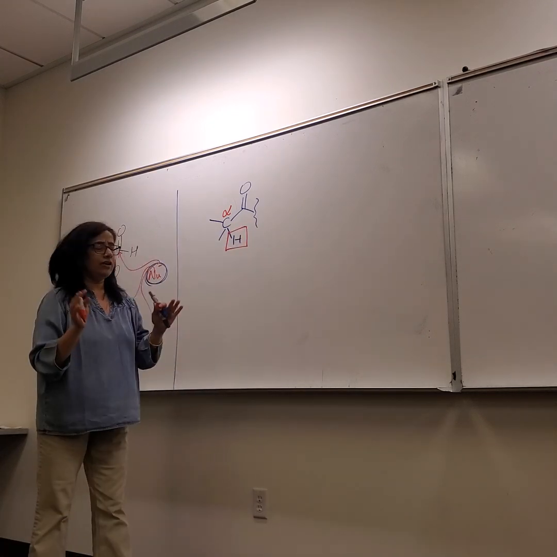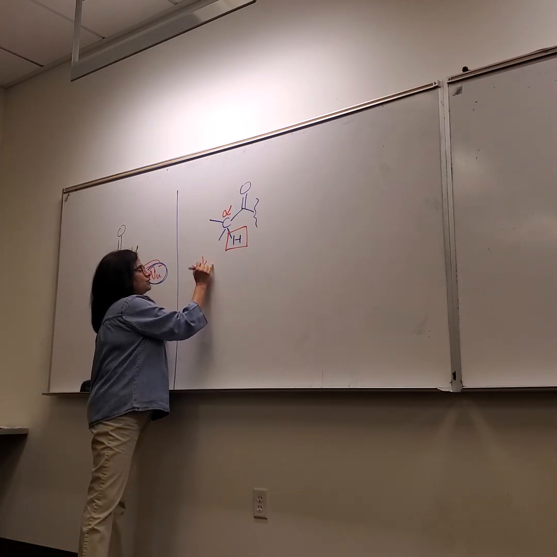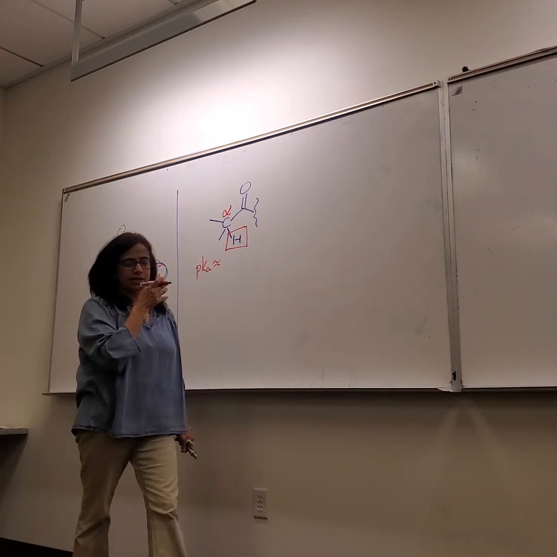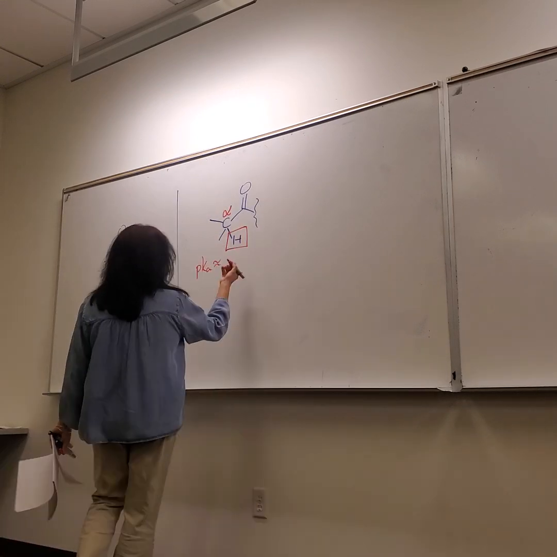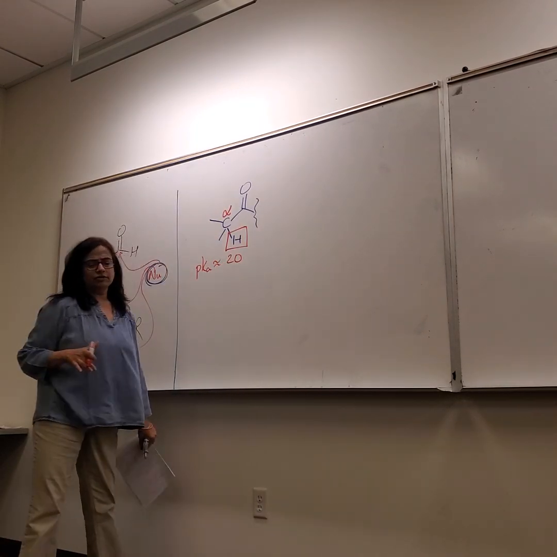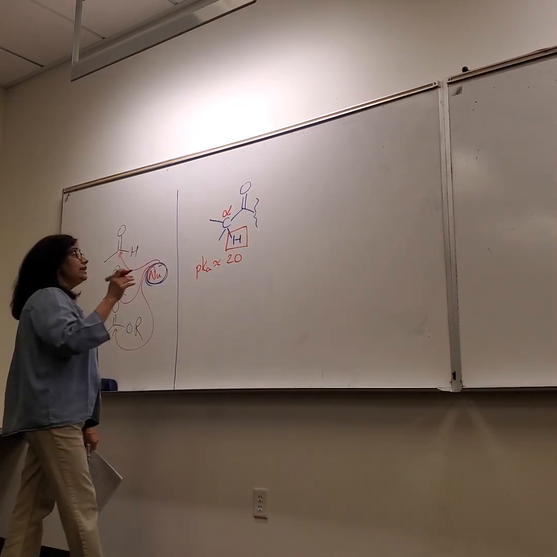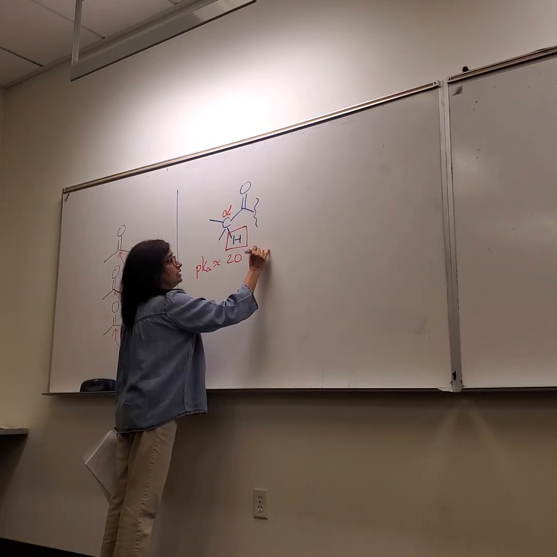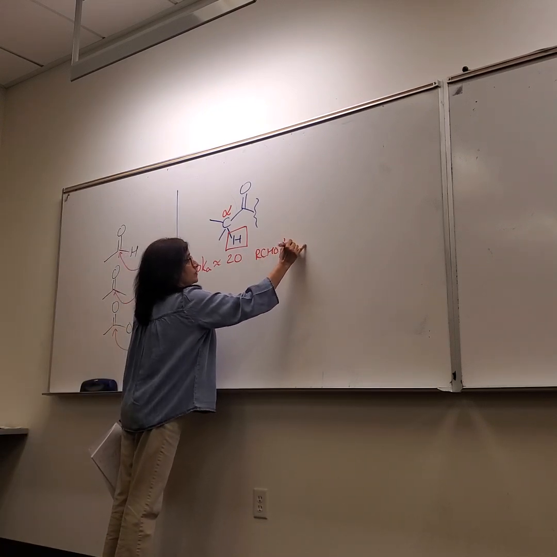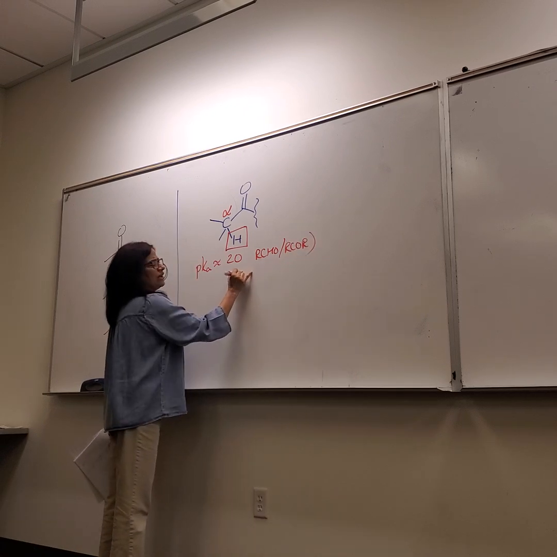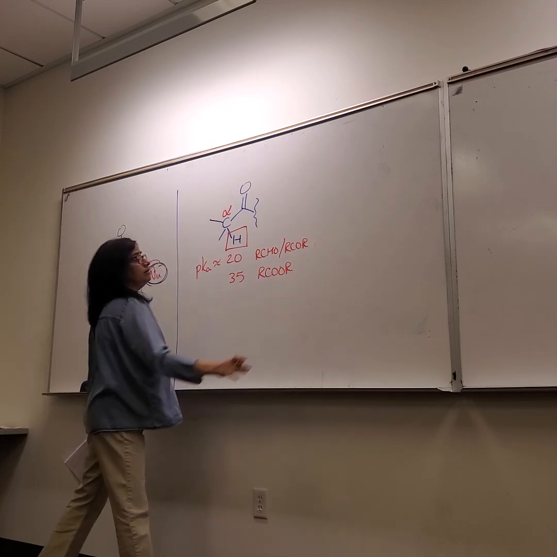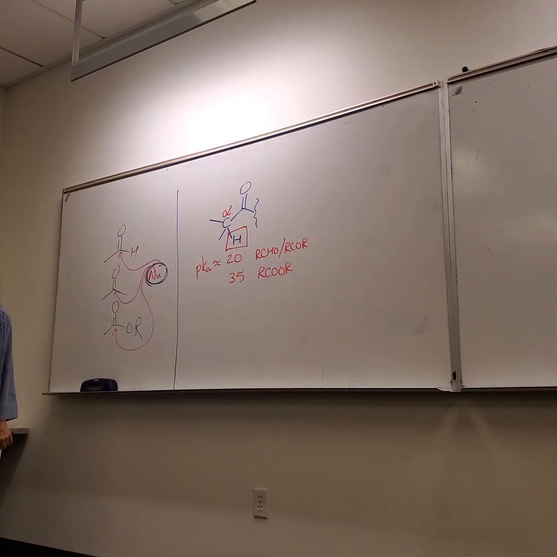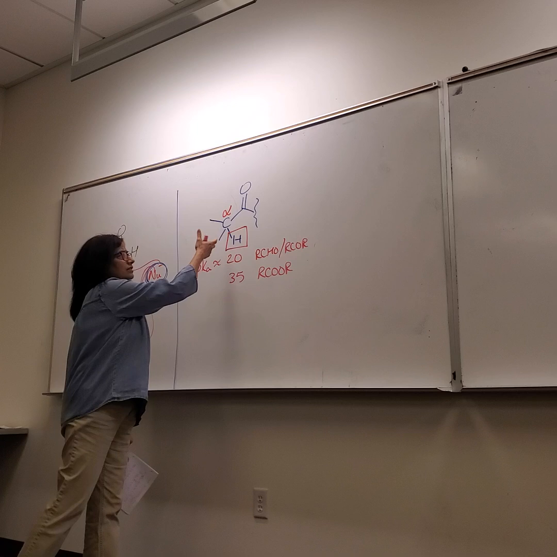It's not very acidic, but I'm trying to remember what the pKa of these are, and I can't remember off the top of my head. 20, okay, that's what I was thinking. For aldehydes and ketones, it is around 20. For esters, it's about 35. So they're not too acidic, but if you have a base that's strong enough to deprotonate, then we can take that proton out.